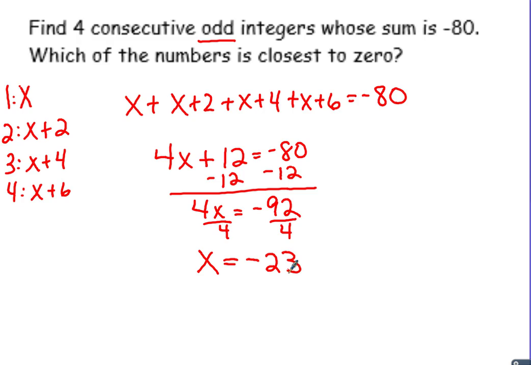So that's our first number, negative 23. And then we have negative 21, negative 19, negative 17. And we want to know which one of those is closest to 0. Well, it would be this one, negative 17. That is the largest number, actually, so it is closest to 0.